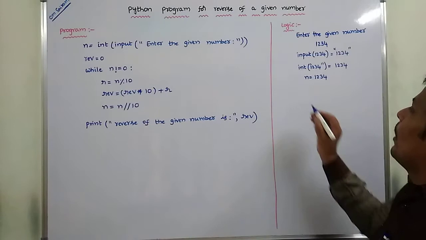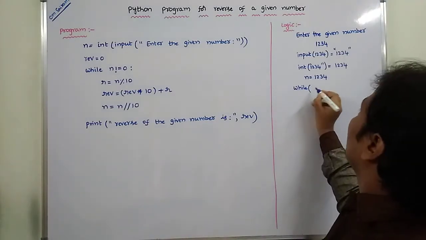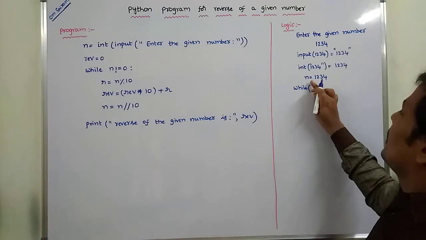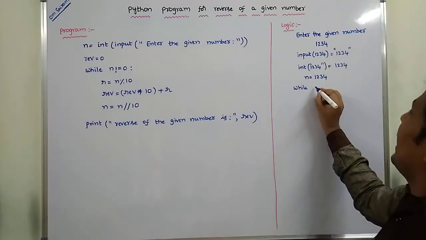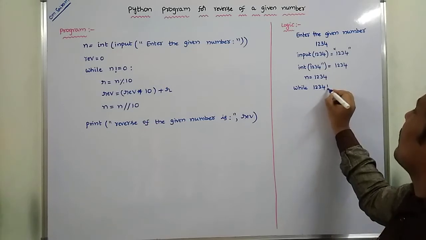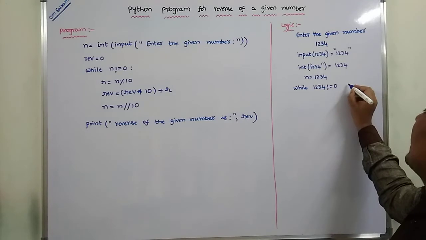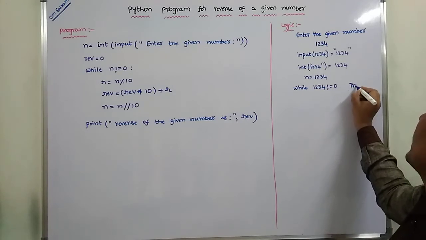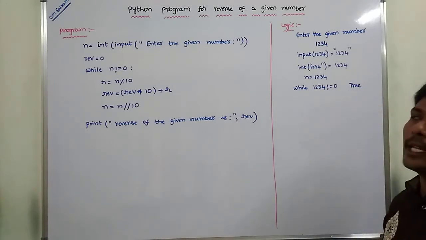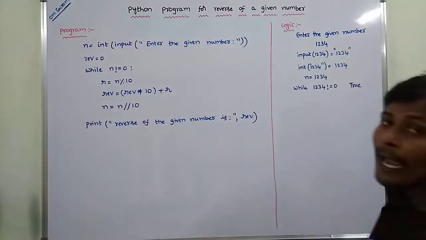Okay. Now while n not equal to 0. So n not equal to 0 means n value is 1, 2, 3, 4. 1, 2, 3, 4 not equal to 0. Okay. So now this condition is true. Now go to the statements within the while loop.